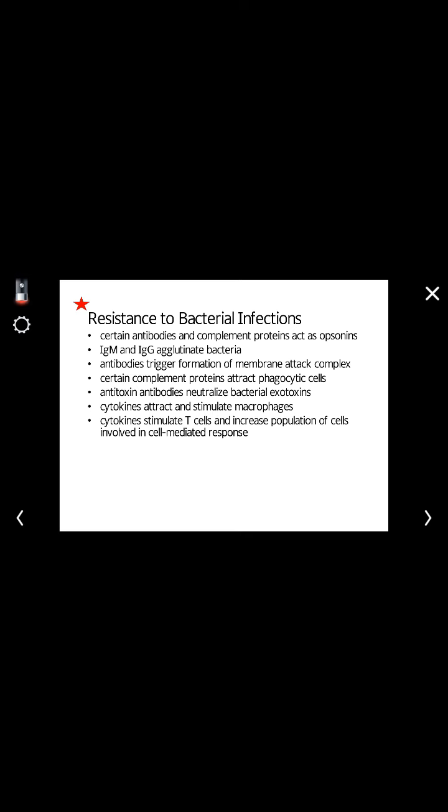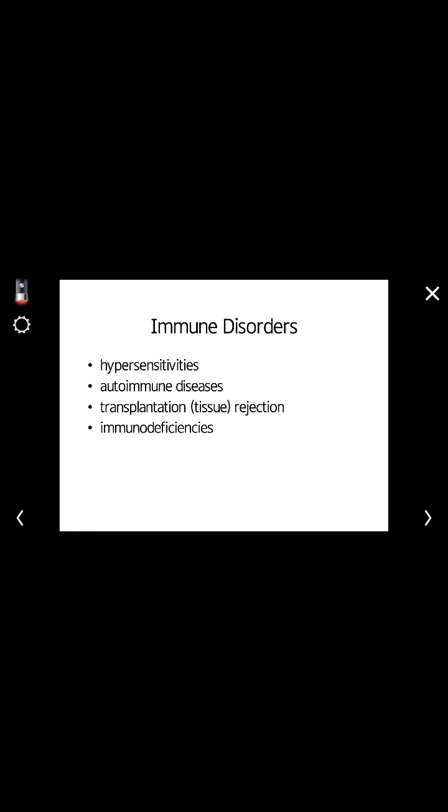Cytokines attract and stimulate macrophages. And cytokines also stimulate T cells and increase populations of cells involved in cell-mediated responses. So T cells can secrete cytokines to tell B cells to proliferate and increase their proliferation and differentiation. Immune disorders: you can have hypersensitivities, autoimmune disease, transplantation, tissue rejection, and immunodeficiencies.